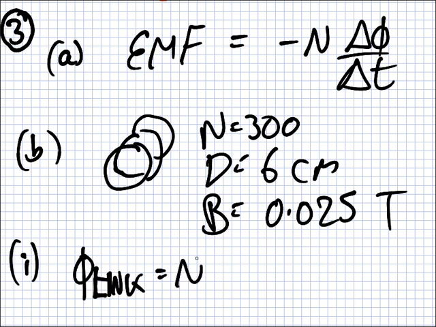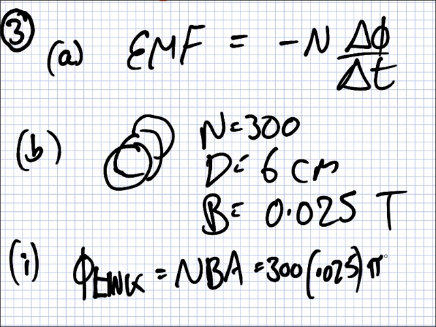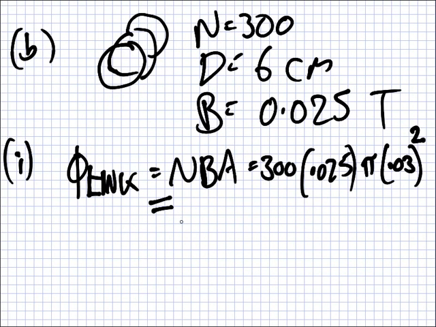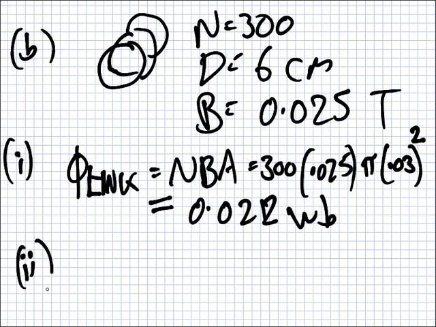Okay, so the total flux linkage is NBA, which is 300 times 0.025 times pi times R squared, which is 0.03 squared. So what is that? 0.0212. What did you do wrong, Dorian? Radius. Oh, Dorian.